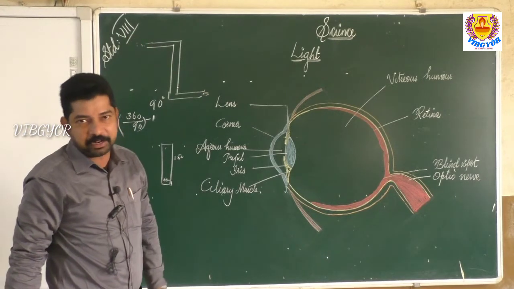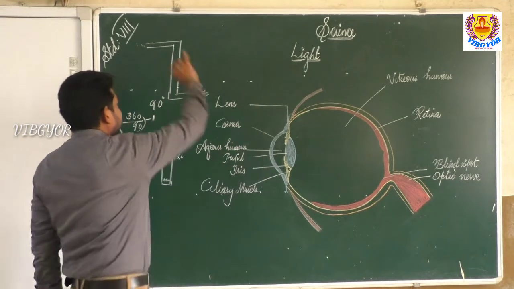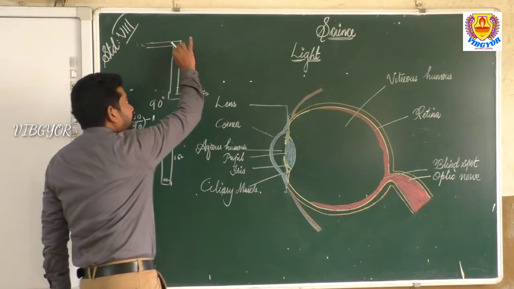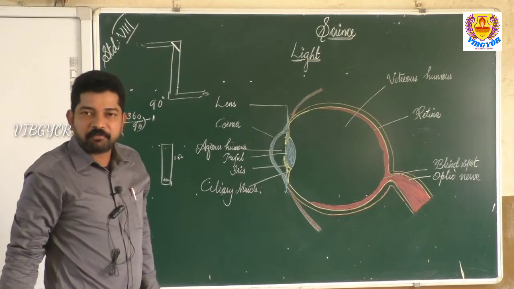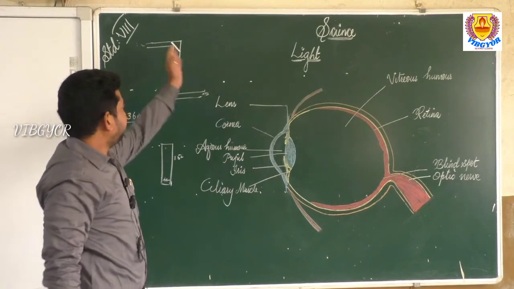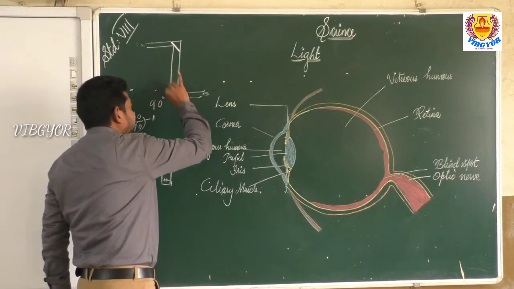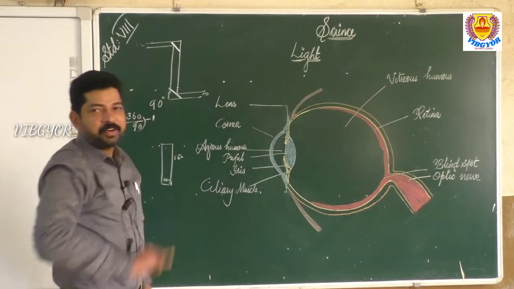How does it work? Here in this bend we will keep a mirror at 45 degree. Here also we will keep a mirror, same at 45 degree.